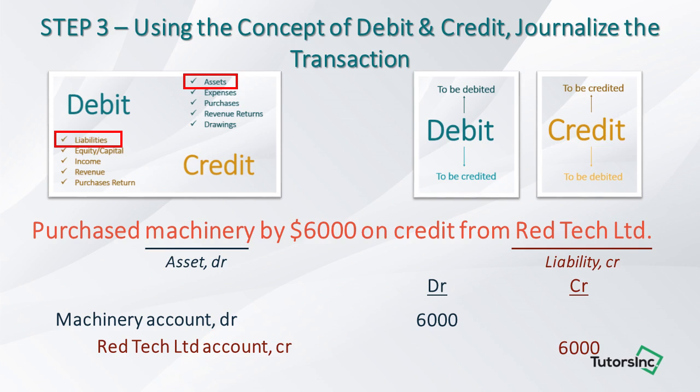On the other hand, since we are purchasing the machinery on credit from RedTech Limited, we are increasing our liability as we have to pay the money back to RedTech Limited someday in the near future. As liability is a credit item, an increase in liability will be recorded by a credit entry. So, we have to credit RedTech Limited account by $6,000 in order to completely journalize this transaction.